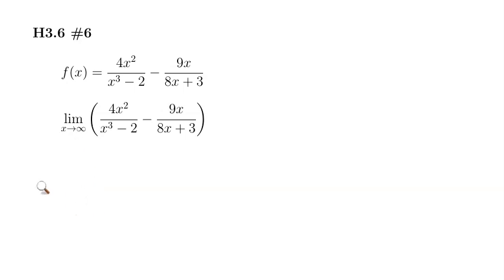If you plug in and see what happens, you can see that the numerator goes to infinity, and the denominator goes to infinity. Same thing for this quotient: the numerator goes to infinity, and this one goes to infinity. So basically, you get infinity over infinity, which means that we have to do a little bit more work.